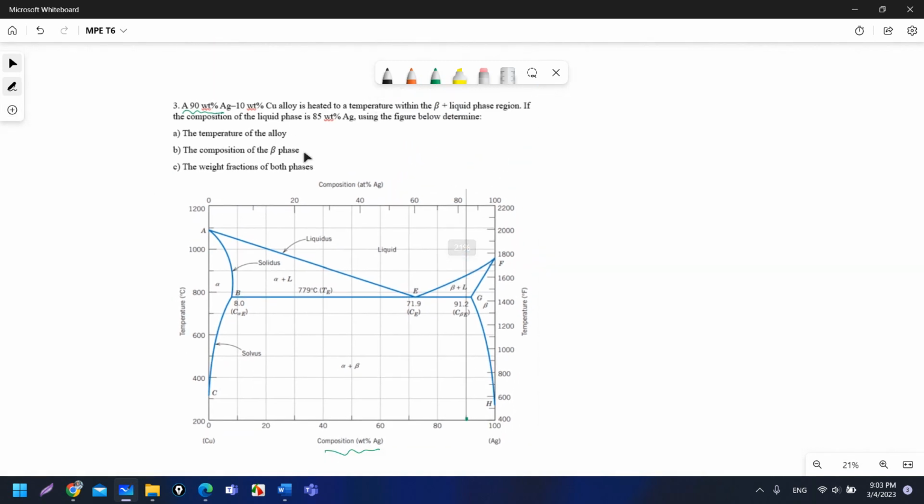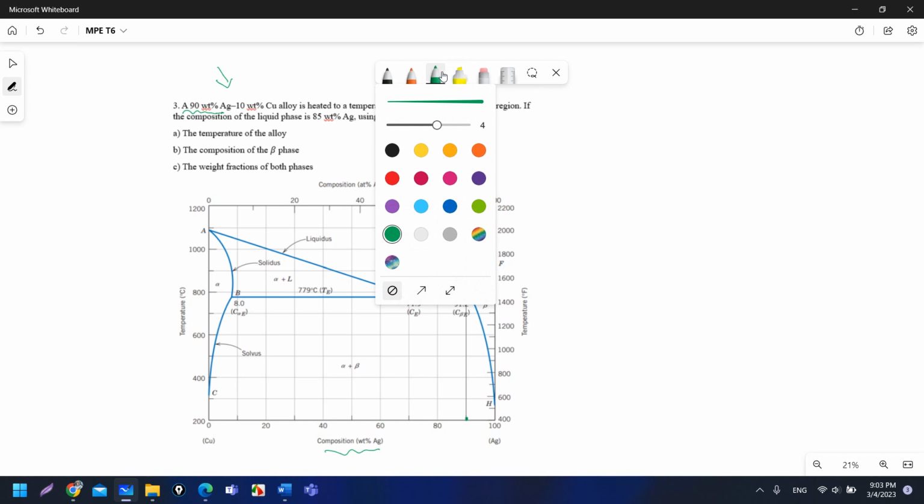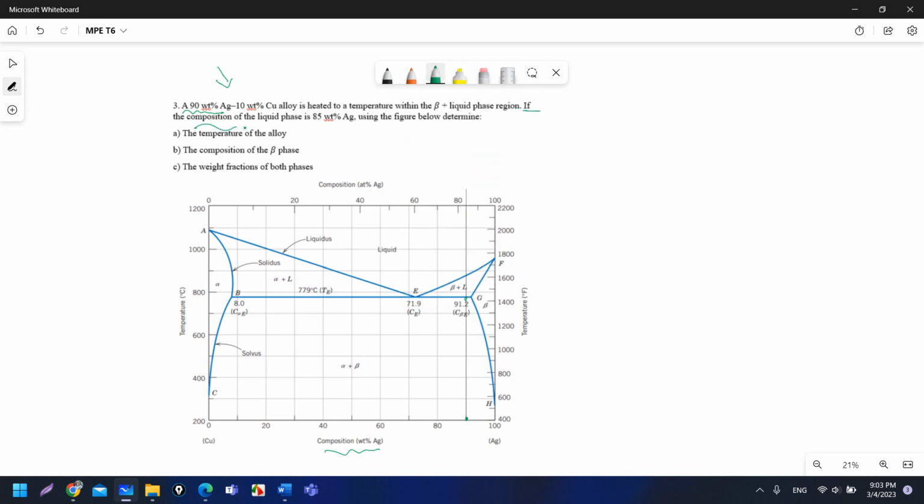And what else? He is saying it is heated to a temperature within the beta plus liquid phase region. So the point of this alloy is heated until it reaches the beta plus liquid region, which is this region. So it is something here on this line in the beta plus liquid region, but I don't know exactly where the point on the line is in this region. Also, he is saying the composition of the liquid phase, CL, is equal to 85 weight percent Ag.